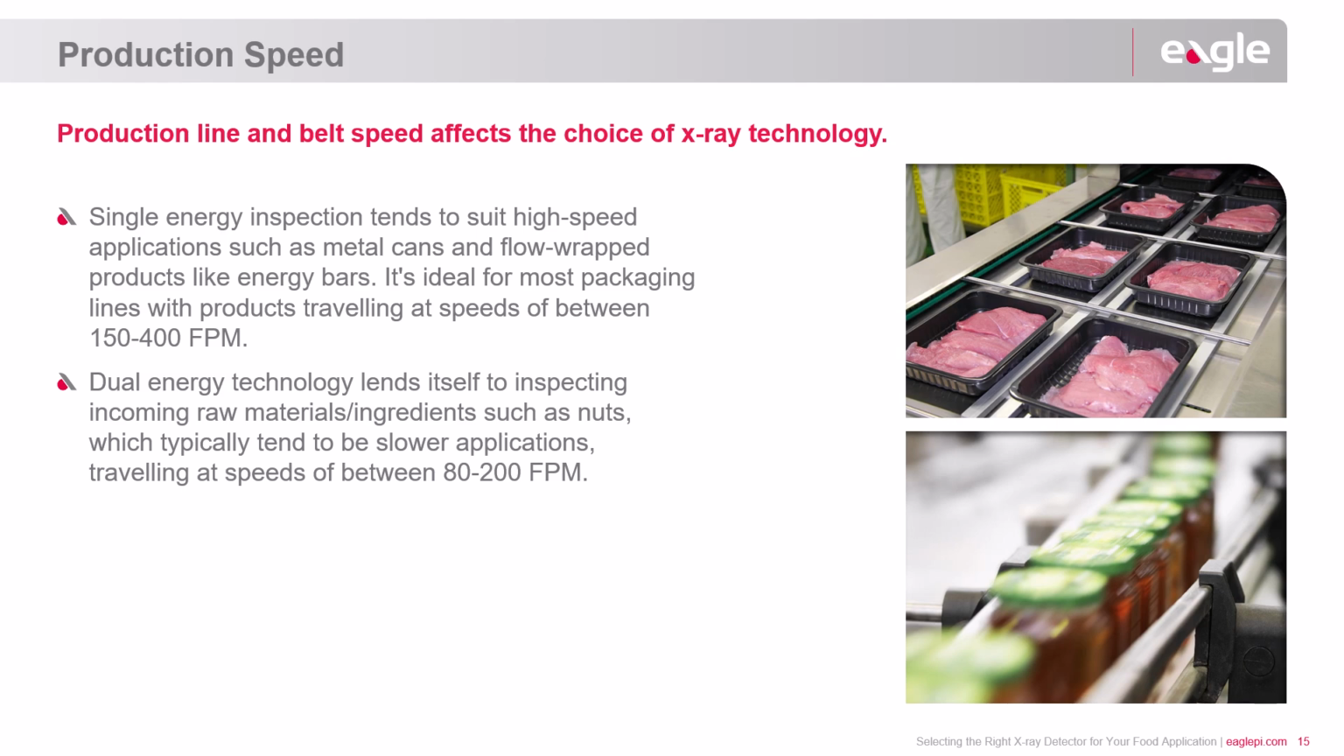Dual energy distinguishes between the product and contaminants such as stones, field glass, or metal. In the meat industry, dual energy is essential for detecting bones amid complex images. This technology also benefits the inspection of slower-moving raw materials like nuts, 80 to 200 feet per minute, which allows detailed and accurate contaminant detection without compromising inspection quality.